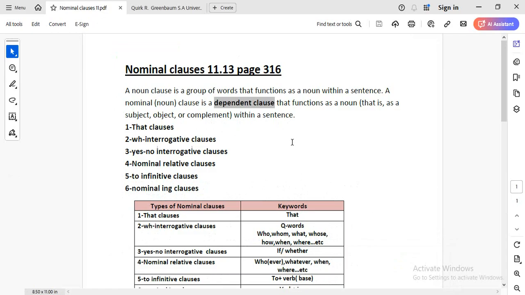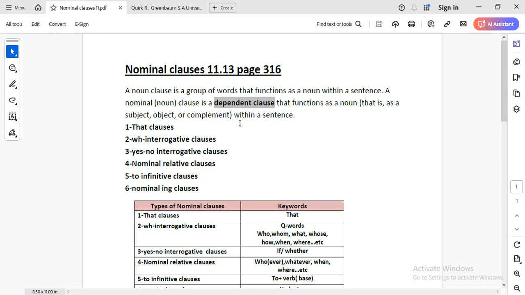A nominal clause or a noun clause is a dependent clause or a subordinate clause that cannot stand alone with a complete meaning, which means that it requires a main clause to be meaningful. So this clause functions as a noun, and according to its position in the sentence, it can be a subject, object, or complement.